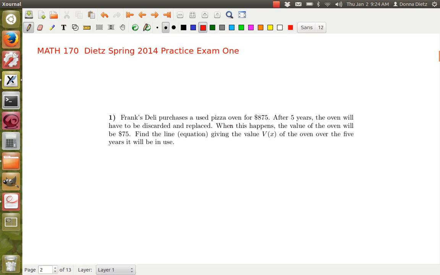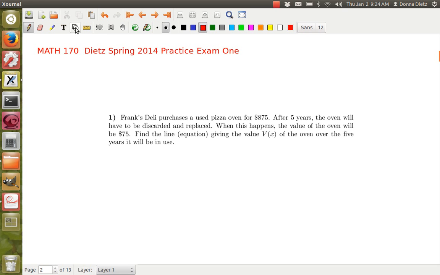Frank's Deli purchases a used pizza oven for $875. After 5 years, the oven will have to be discarded and replaced. So this is one of these models where we're doing depreciation, a linear depreciation of value over time. This is a common thing they do in economics. They're going to discard the oven after 5 years, and it will have a value of $75 when they do so. Find the linear equation that gives the value of the oven over the 5 years it will be in use.